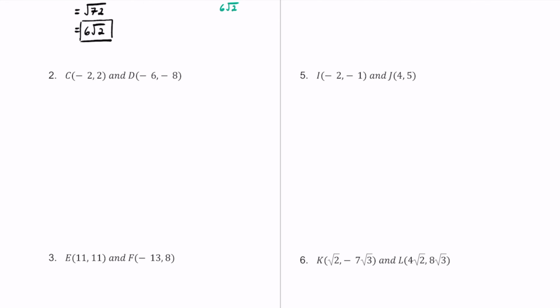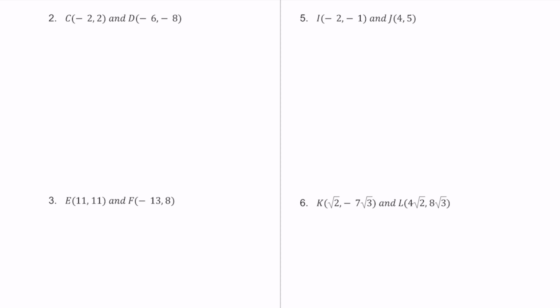For number 2, we have the points C and D. So C is at (-2, 2), and D is at (-6, -8). We can start off by labeling our x1, y1 and our x2, y2. And it's always a good idea to write down our distance formula that we're going to use as well.